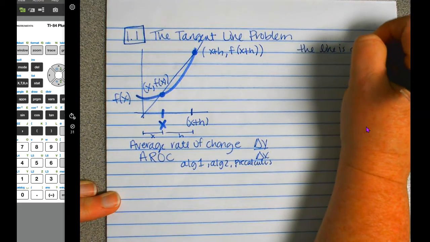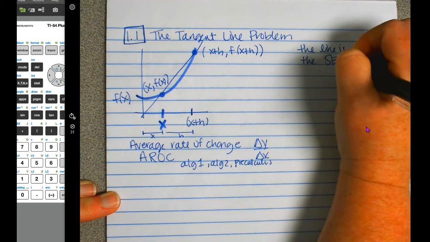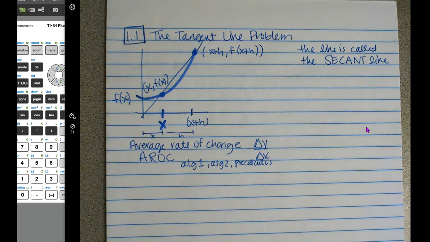The secant line. So as opposed to a tangent line, this is a secant line. A tangent line I haven't drawn yet. A tangent line crosses just once, like it has a touch, right? But doesn't cross twice. A secant line touches 2 times.